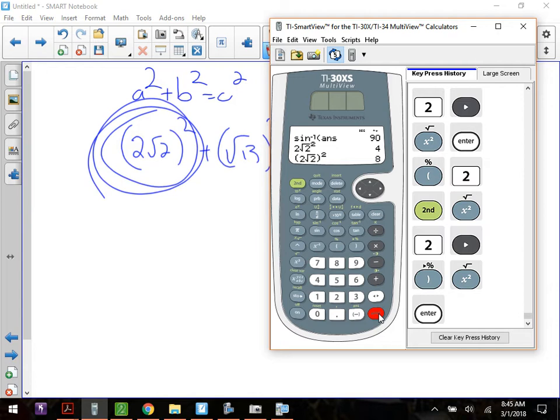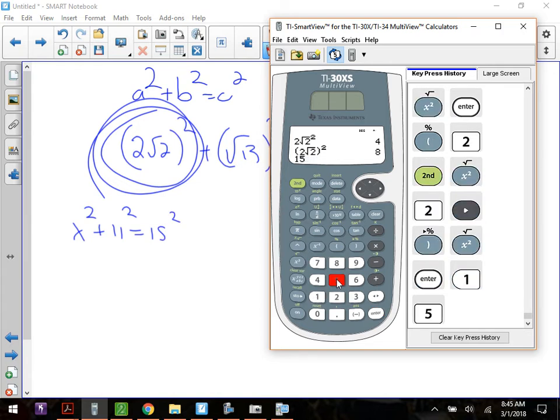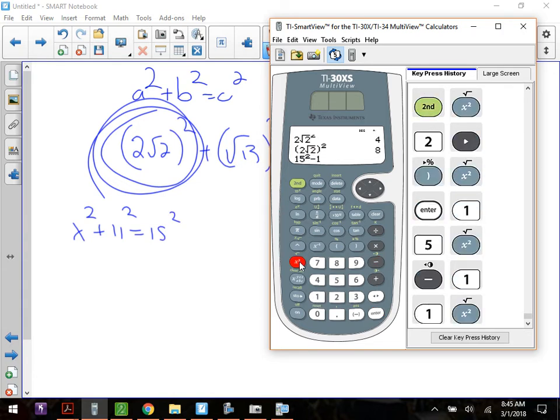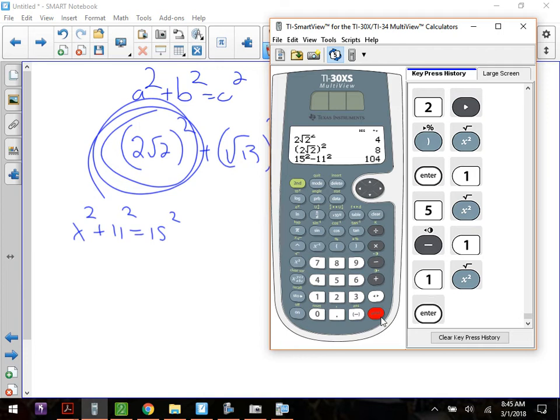So 1, 2, and 3 are all finding the hypotenuse. 4, they changed up on you. You didn't have to find the hypotenuse, you had to find a leg. And you had to do a little bit of backwards math. So you had x squared plus 11 squared is 15 squared. So 15 squared. Subtract the 11 squared. And we get 104.